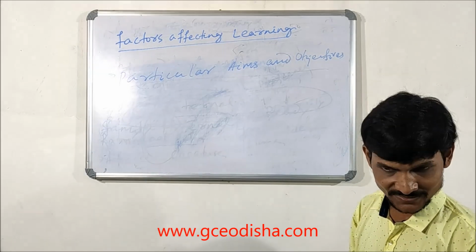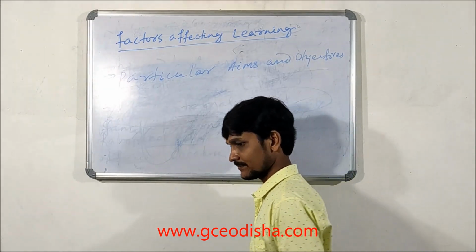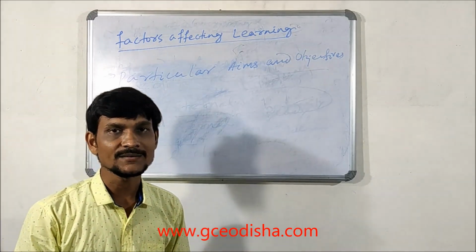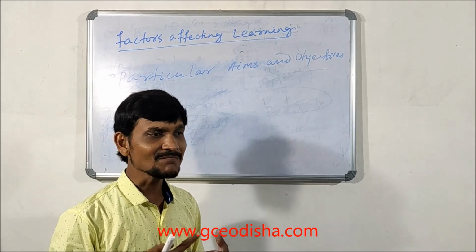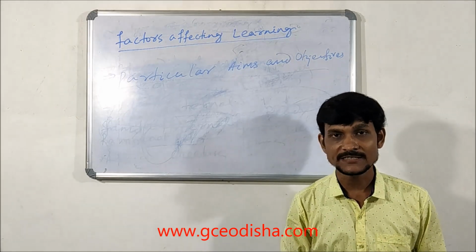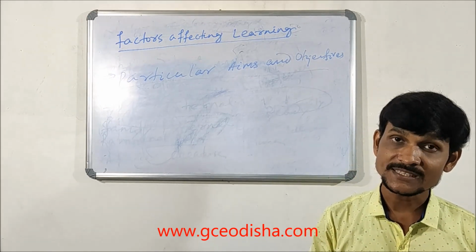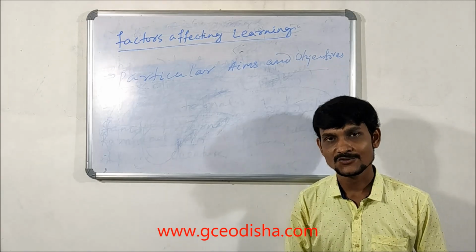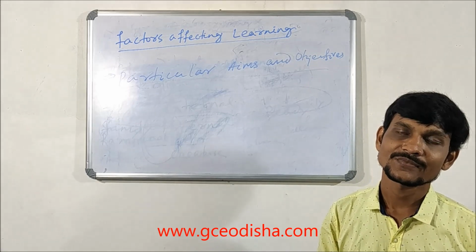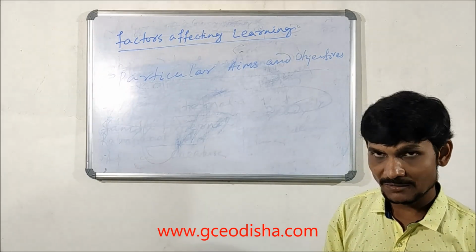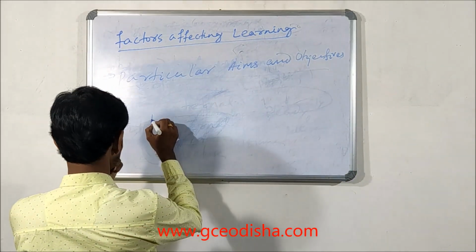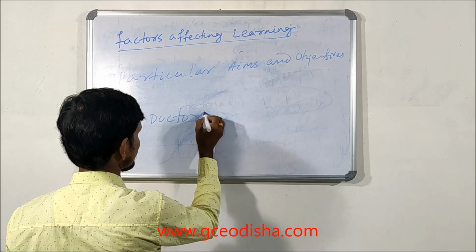It means when learning started in the classroom, the teacher must select what is my aim, what type of objectives I will select, by which my subject matter will be easily understood by the learner. That is the more important criterion. Suppose, I will take an example. Suppose I want to become a doctor.